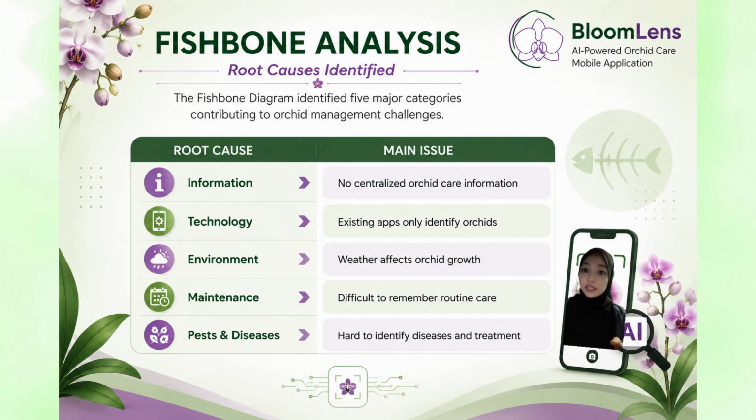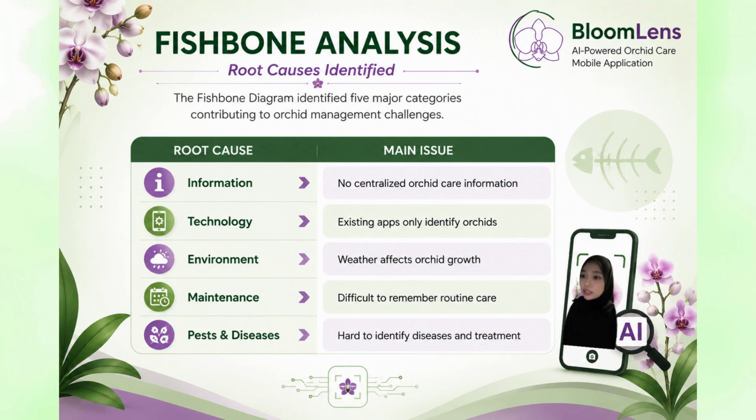Okay, now we already have the main issue here in the fishbone analysis. The fishbone diagram identifies five major categories that contribute to the challenges faced by orchid growers. The first one is information. One of the key problems is the lack of a centralized source for orchid care instructions. Users must spend time searching for information on different websites and researching to determine which type of orchid they have and how to care for it.